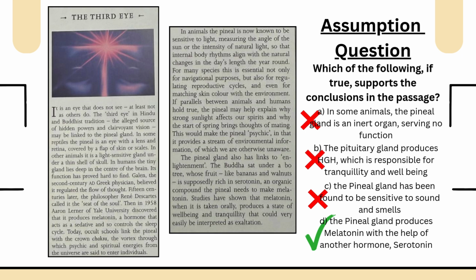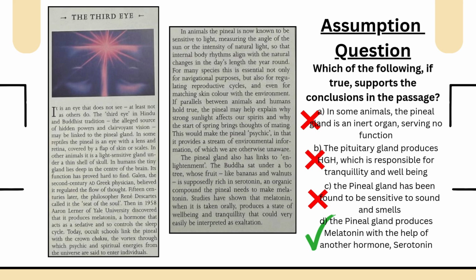You have to eliminate the options which are obviously incorrect and which obviously go against the ideas expressed in the passage. So, if you look at option number 1, it says that in some animals, the pineal gland is an inert organ, which is exactly opposite of what is mentioned in the paragraph. So naturally, option A is the incorrect option.